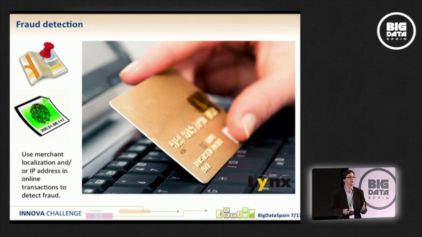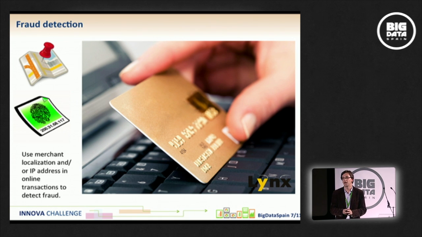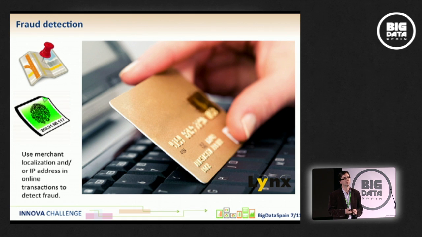Obviously, one of the things that you can imagine is that none of us can travel faster than 1,000 kilometers per hour. Well, at least that I can imagine. So one of the things that you can do with this geolocalized data is to use it for fraud detection. I mean, if you have two transactions which are far away in a short time period, then one of these can be flagged as fraud. Also, you can use not only the location of the merchant, but also the IP address of your online transaction.